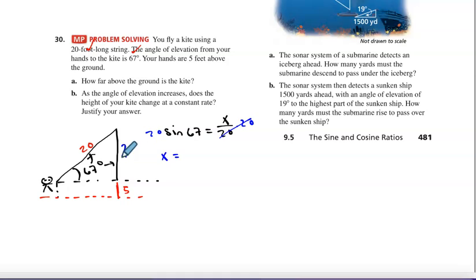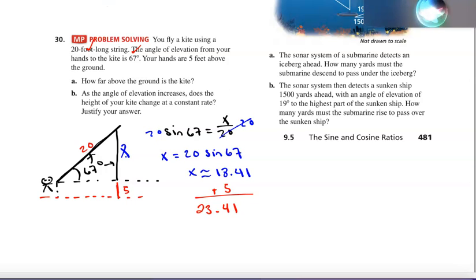So the height here, x, that I don't know, is going to be 20 times the sine of 67, which is about 18.41, and then plus another 5, which gives me a height off the ground of 23.41. And part B is critical thinking.